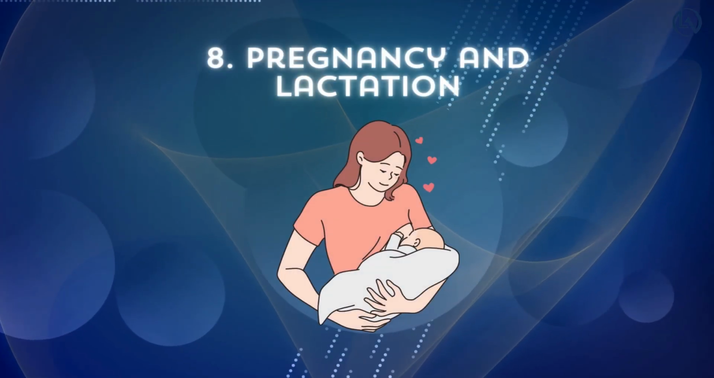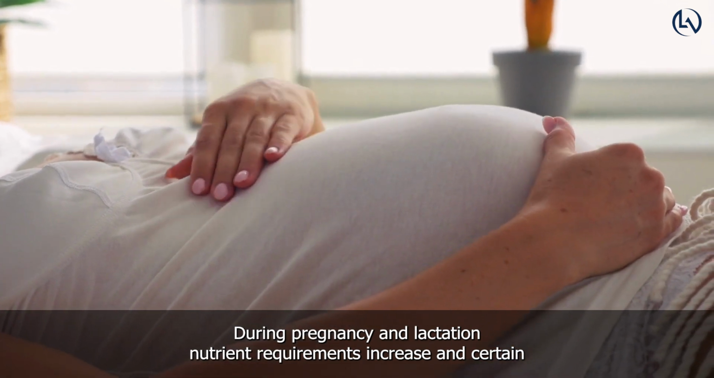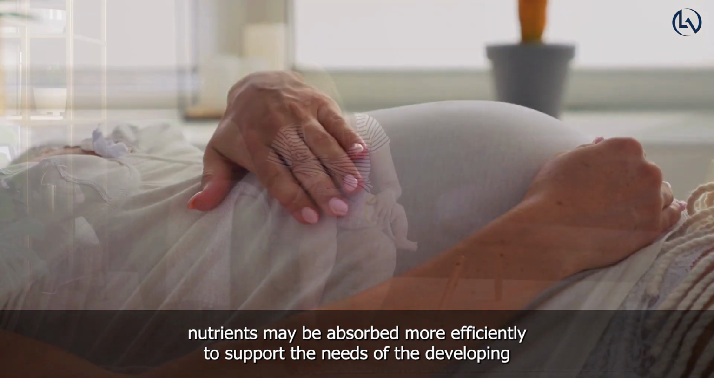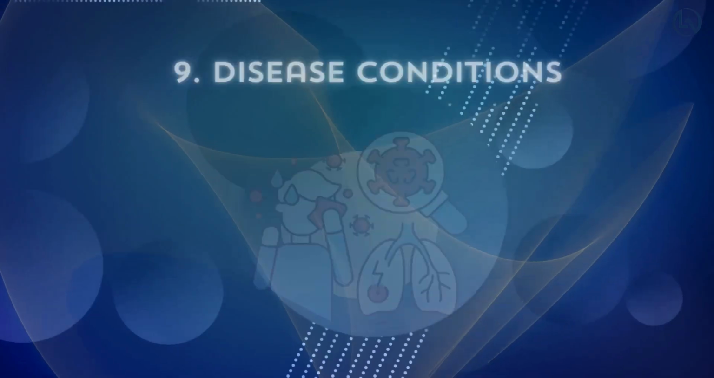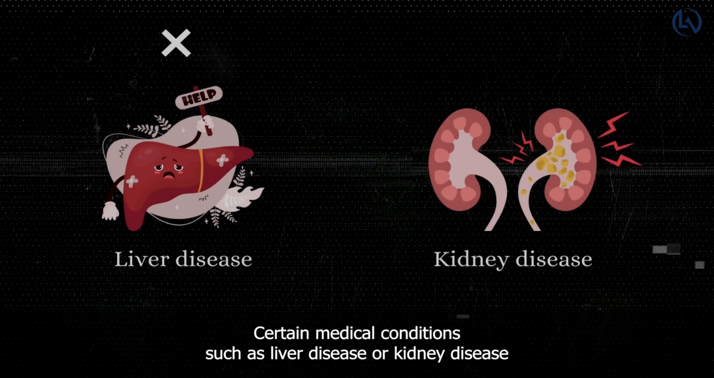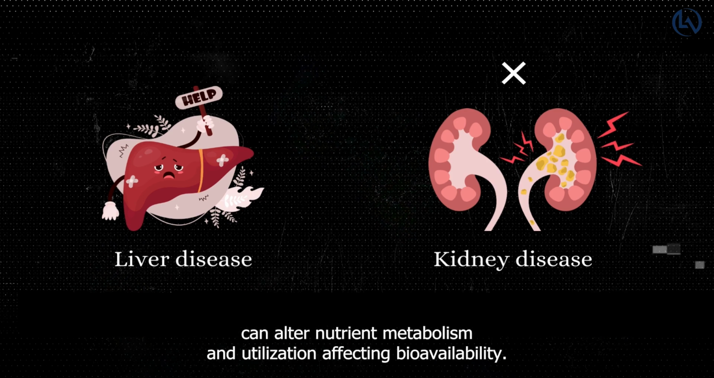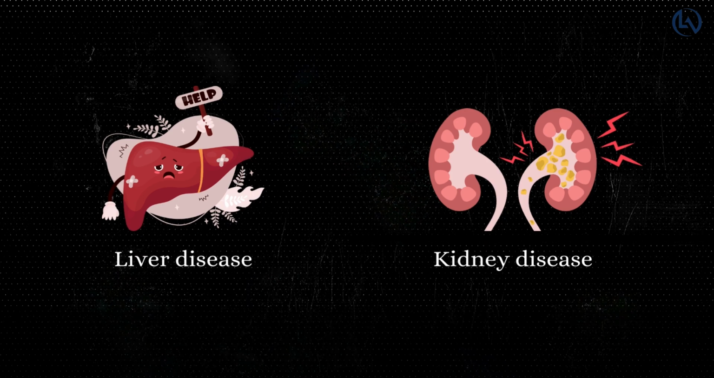Pregnancy and lactation. During pregnancy and lactation, nutrient requirements increase, and certain nutrients may be absorbed more efficiently to support the needs of the developing fetus or breastfed baby. Disease conditions. Certain medical conditions, such as liver disease or kidney disease, can alter nutrient metabolism and utilization, affecting bioavailability.